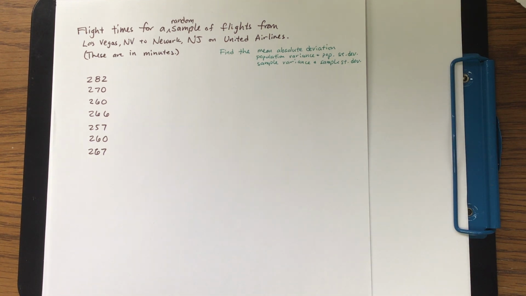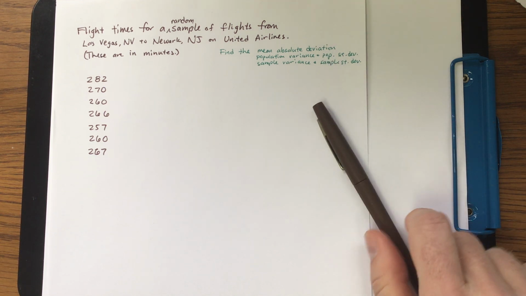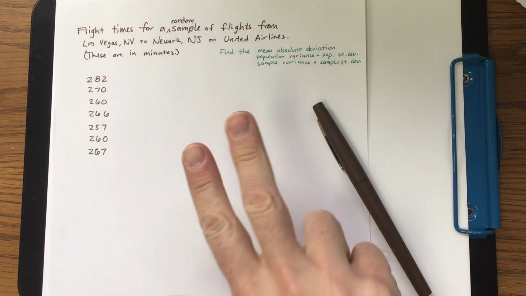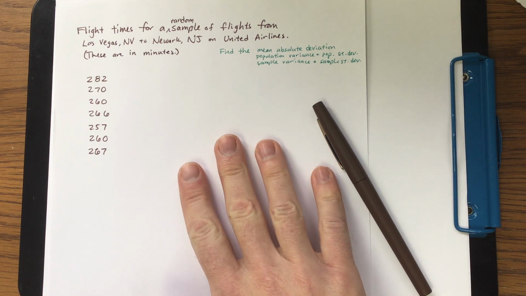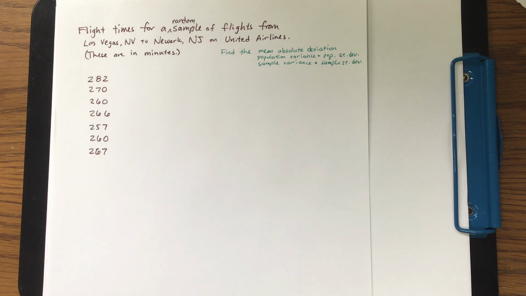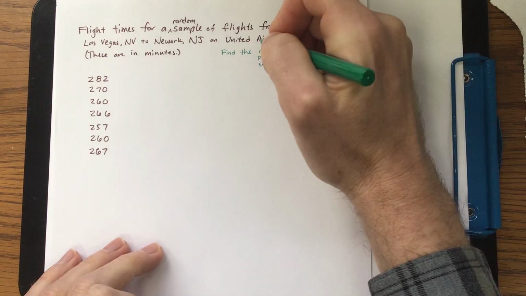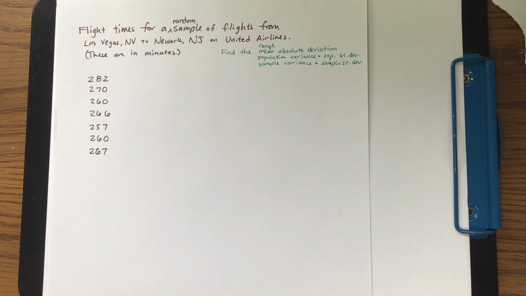The things that I'm going to show you how to do by hand are to find the mean absolute deviation, the population variance, the population standard deviation, the sample variance, and the sample standard deviation. So 5 things. Okay, the first thing we need to do, 6 things. I forgot I also want to find the range. Okay, so the range will be the first thing that I find.